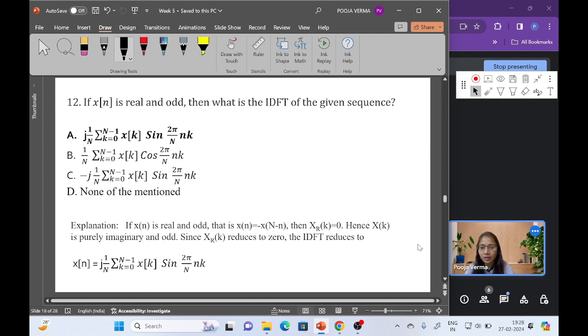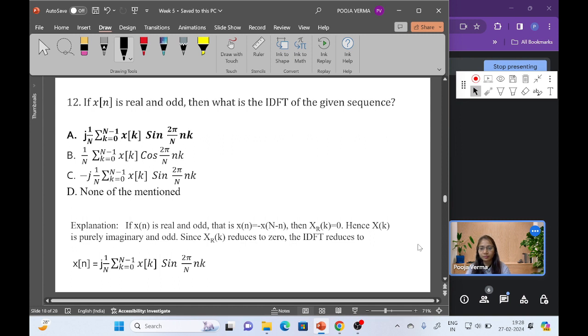IDFT, as you know, is x[n] = 1/N summation k = 0 to N-1, X[k] e^(j 2 pi/N kn). Since x[n] is real and odd, it follows that x[n] = -x[N-n]. Here the real part X_R[k] will be 0, so X[k] will be purely imaginary and odd, and the IDFT of the sequence will reduce to this function.